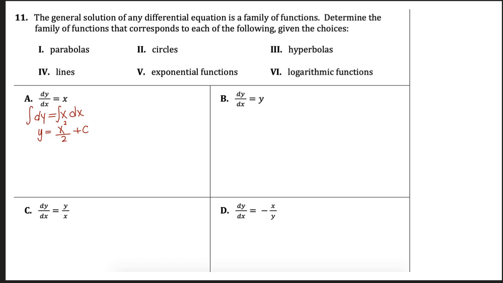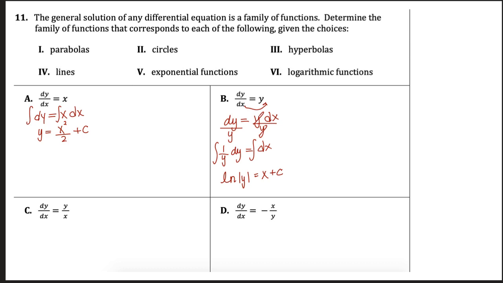On part B, for this one, we are going to move our dx up. So we have dy equals y dx. Then we're going to divide both sides by y. And so now we've got 1 over y dy equals dx, and now we're ready to integrate both sides. So we're going to have natural log absolute value of y equals x plus c. You can stop there.